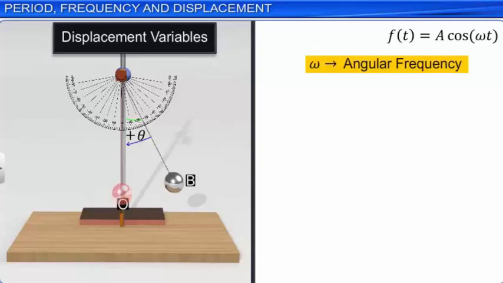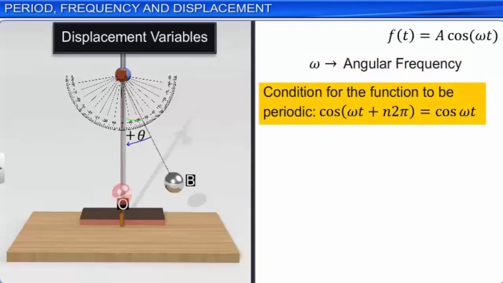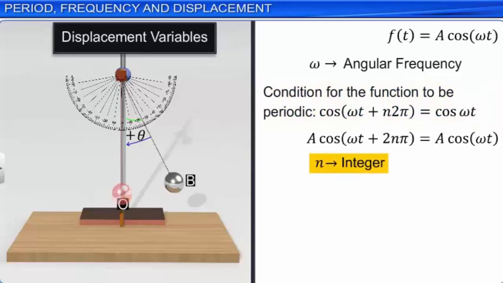The condition for the function f(t) to be periodic is that if the argument of the function, which is ωt, is increased by integral multiples of 2π radians, the value of the function remains the same. Thus, A cos(ωt + 2nπ) must be equal to A cos ωt, where n is any integer. In other words, the function is periodic with the time period T, when f(t + T) is equal to f(t), where the time period T is equal to 2π/ω.